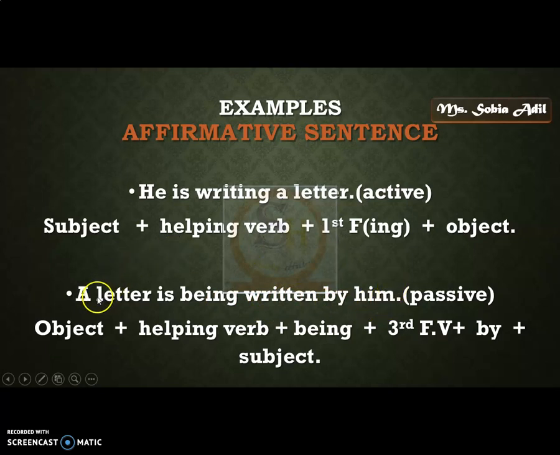We shift the object with the subject and the subject with the object. So here, like this one, a letter is being written by him. A letter was the object there, right? We made it the subject. Is is the helping verb, being here, written is the third form of verb, by again, and after that at the end we change the subject with the object.